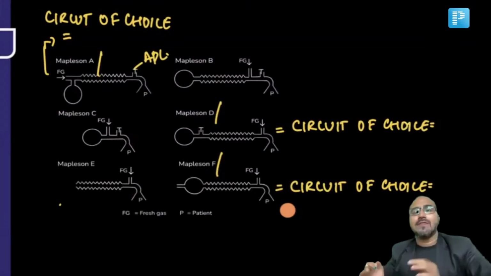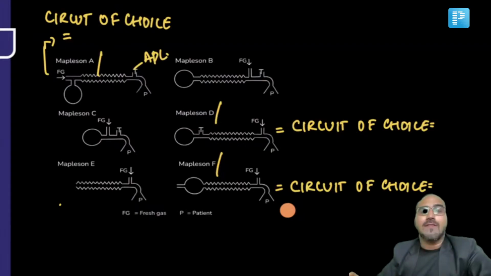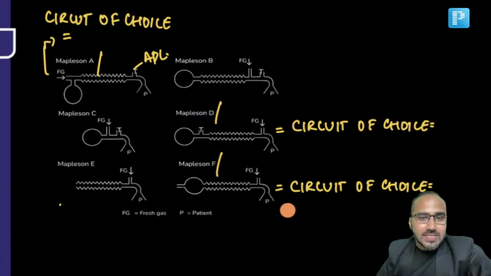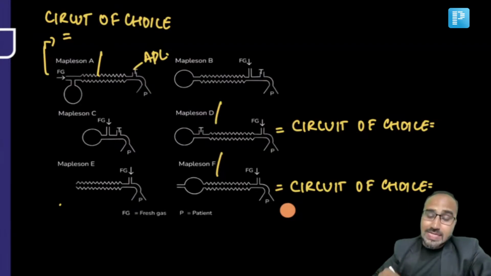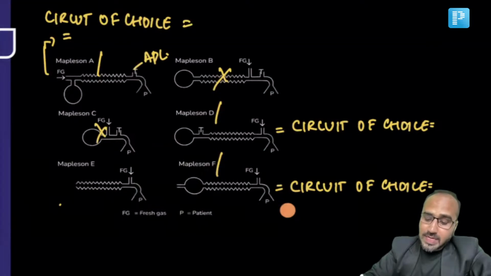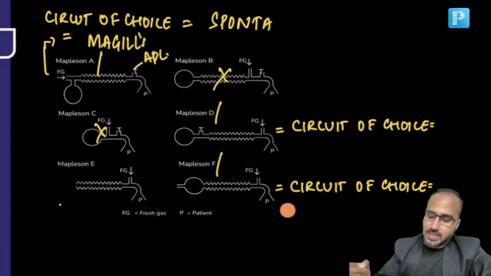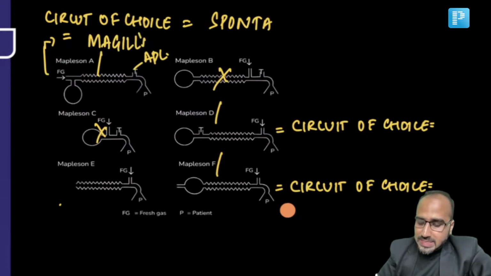If the APL valve is near the patient end, that is the A, B, and C circuit. If the APL valve is away from the patient, it is called the D circuit. Valveless and bagless circuit is E, and only valveless circuit is F. B and C are not used; we are concerned with A, D, E, and F. A is the circuit of choice for spontaneous ventilation. It is also called the McGill circuit.